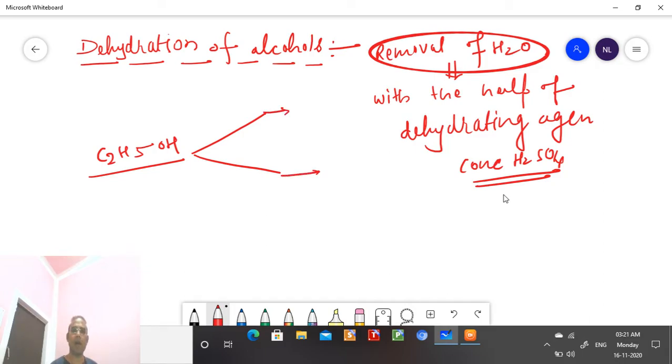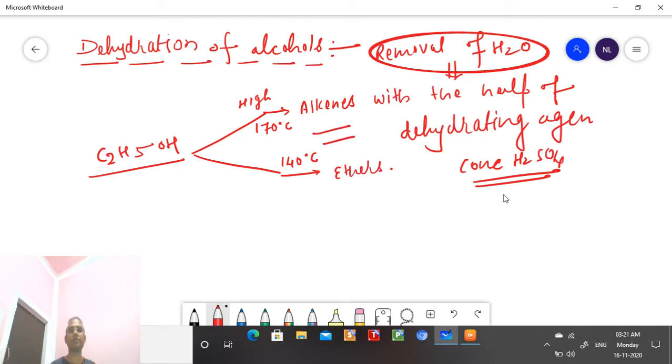At high temperature, 170 degrees Celsius, it is giving the alkene. This will give the alkenes. And when you talk about the lower temperature, 140 degrees Celsius, it will give the ethers. This is going to give the ethers.